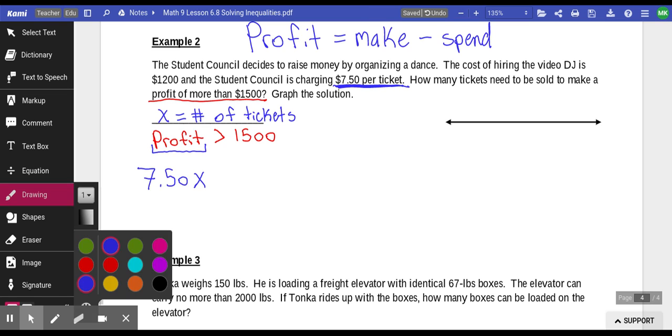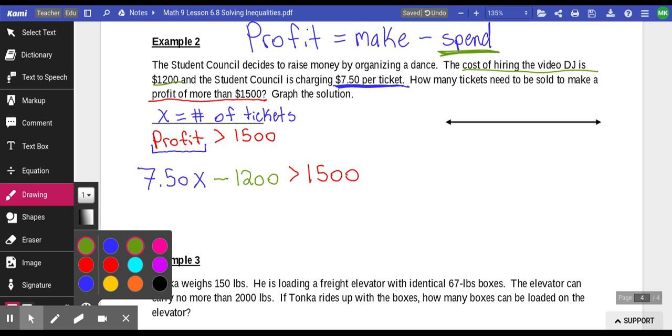I then have to do what I spend. What I spent was $1,200. So profit is what I make minus what I spent, which is $1,200, and we want that profit to be greater than $1,500. Spend is in green, make is in blue. My restriction from the very beginning is in red.